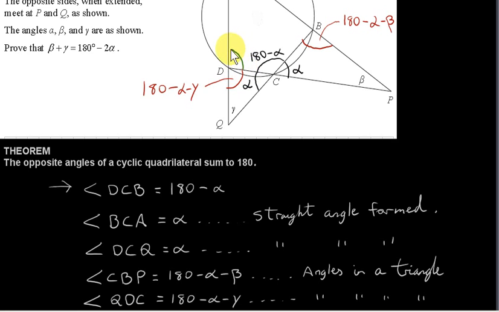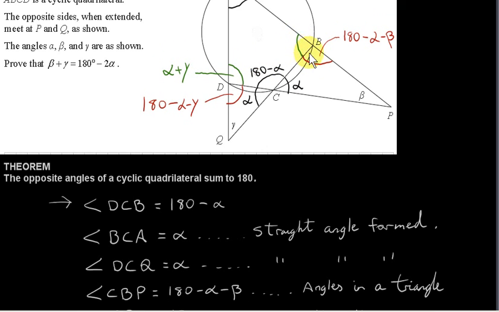Now let's look at this angle. These two angles add up to 180 degrees because we have a straight line. So to find this angle, which I'm showing in green, we have to take 180 and subtract this from it. So we have 180 minus this angle here: 180 minus alpha minus gamma. And what do we get? Well, 180 minus 180 is 0. If we take the minus sign in, we get plus alpha plus gamma. So this angle is alpha plus gamma.